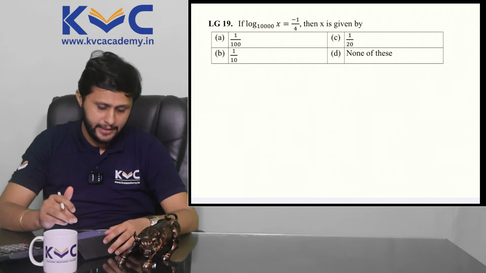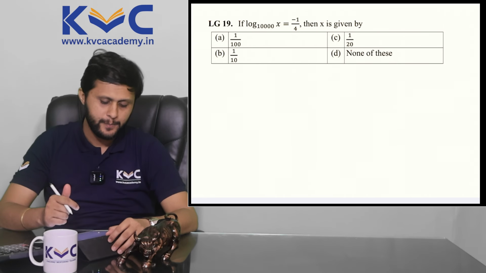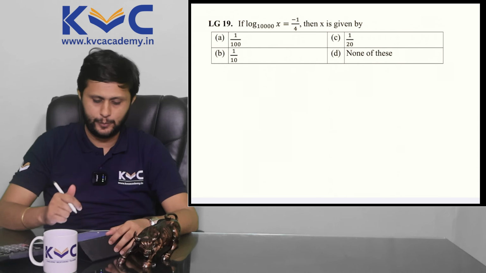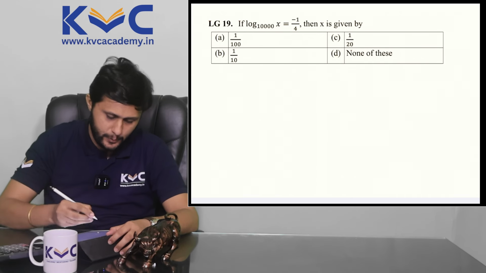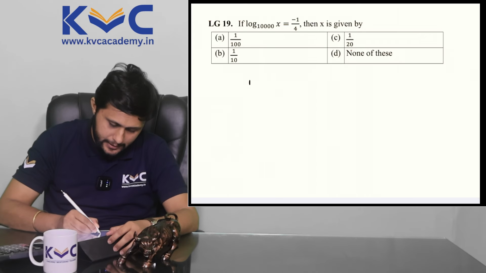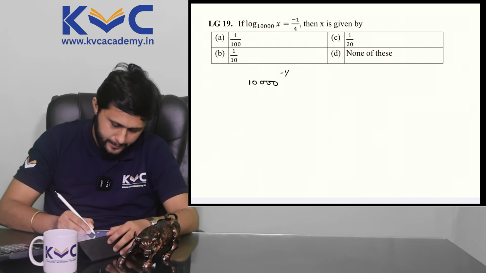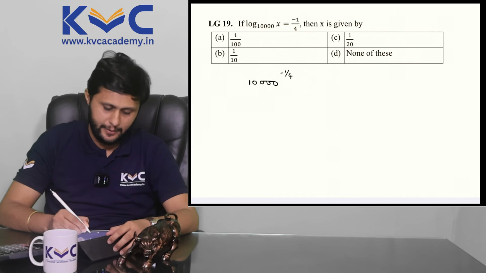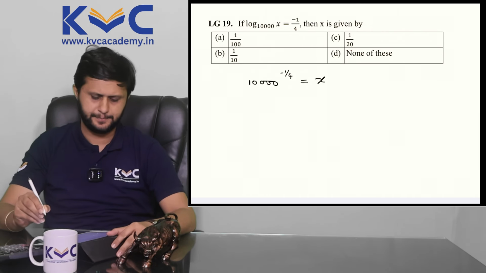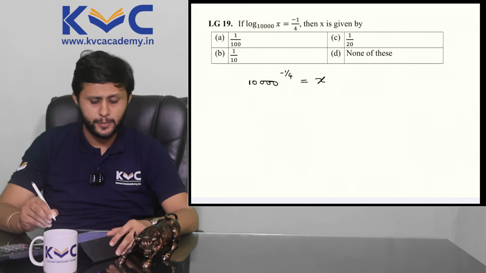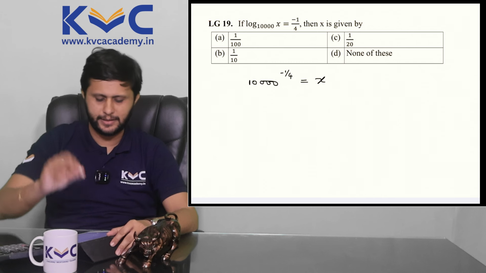Question number 19. Logarithm of x to the base 10,000 equal to minus 1 by 4. What we'll do is the given logarithm form, we'll change it to exponential form. So we get 10,000 to the power minus 1 by 4 equal to x, because we have to find the value of x. This becomes easier. Now we have raised to the power minus 1 by 4. That means fourth root but negative.